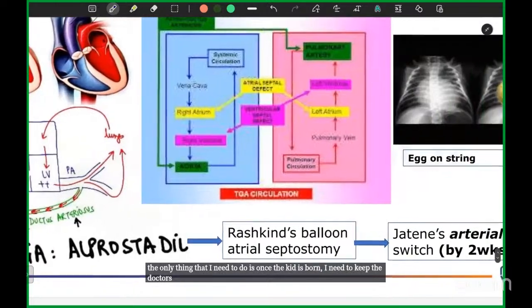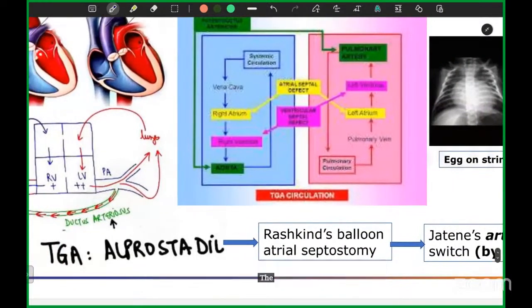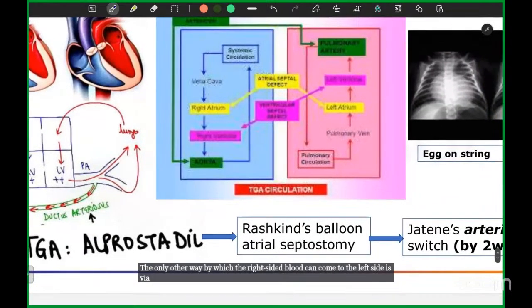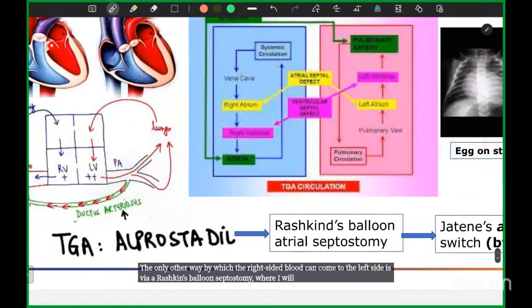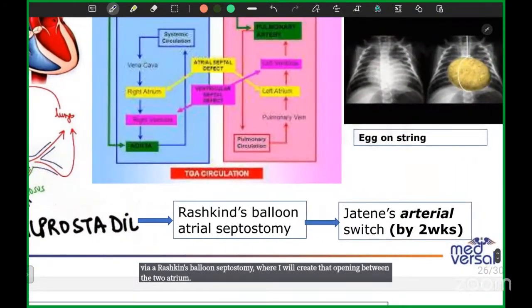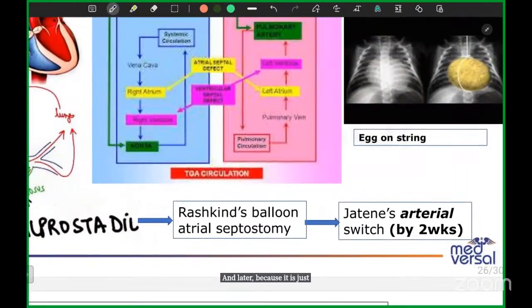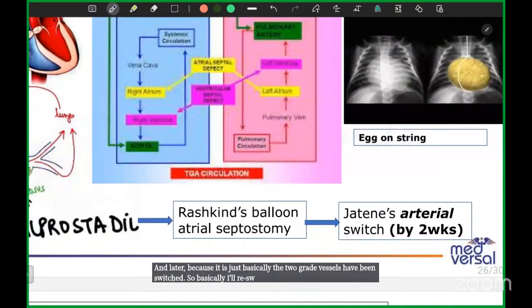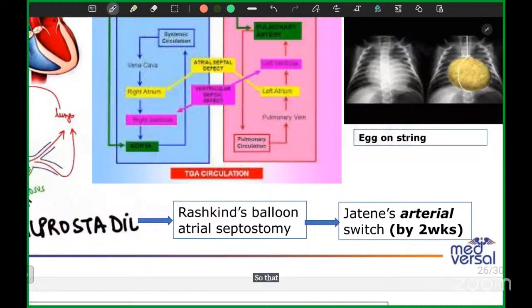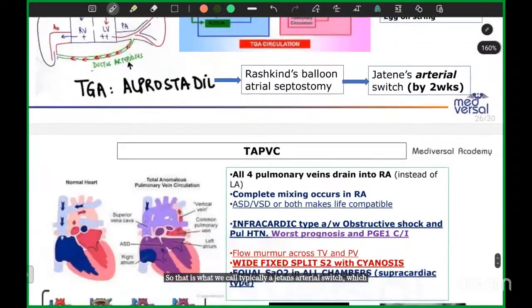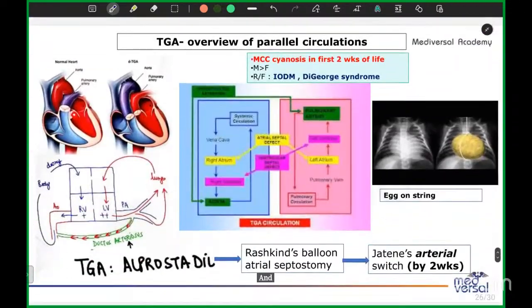I will give alprostadil. The only other way by which the right-sided blood can come to the left side is via a Rashkind's balloon septostomy, where I will create an opening between the two atria. Later, because basically the two great vessels have been switched, I'll re-switch them: I'll join the aorta back to the left ventricle, and the right ventricle will be joined to the pulmonary artery. That is what we call typically a Jatene's arterial switch, which is done by 2 weeks. And that explains majorly the TGA.